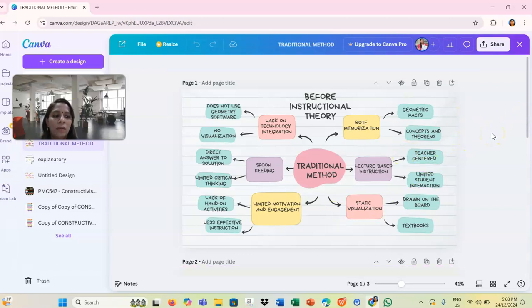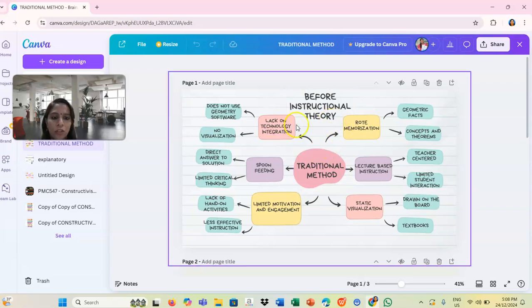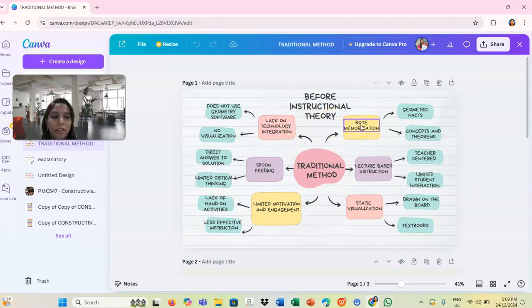So how students learn before the implementation of the GeoGebra model. Before the instructional theory, first, students do memorizing. They just memorize the geometry facts, concepts, and theorems. Second, the traditional method they use is lecture-based instruction, which is more teacher-centered, and there's limited interaction between teacher and student. And then third one is static visualization, where the picture is drawn on the board or can be seen in the textbook.